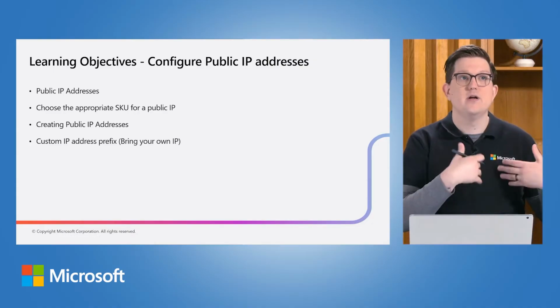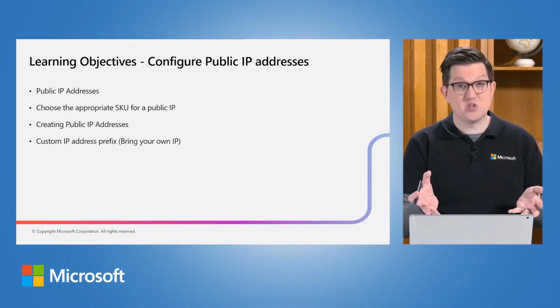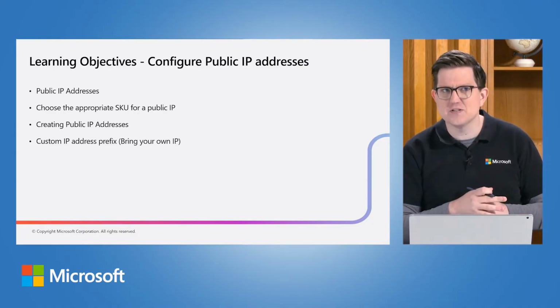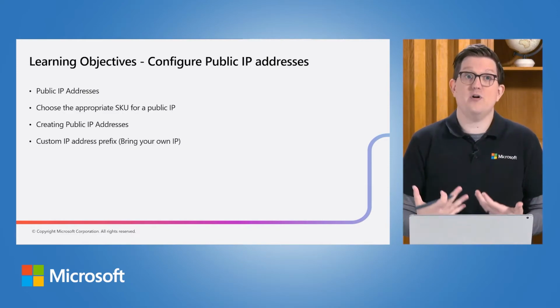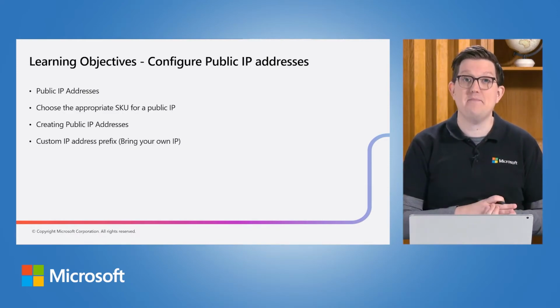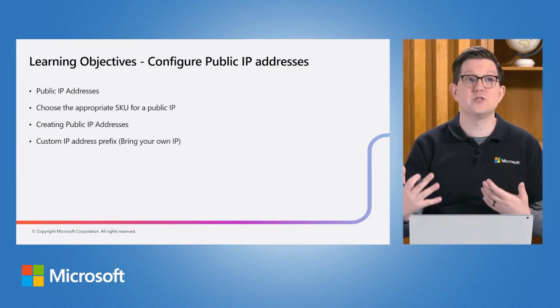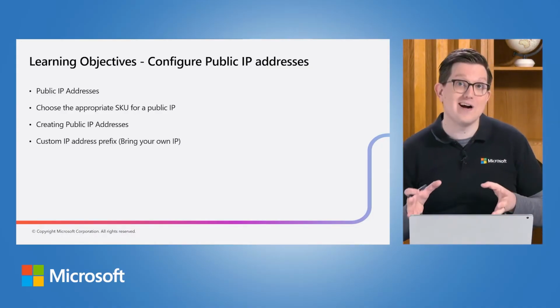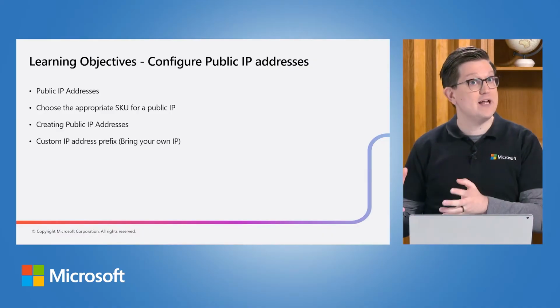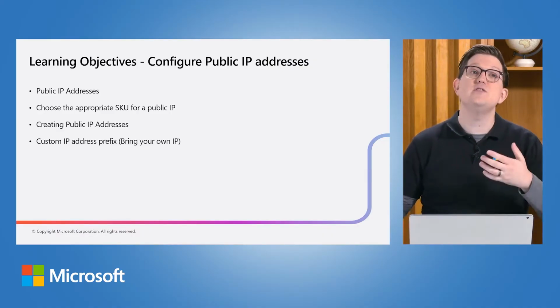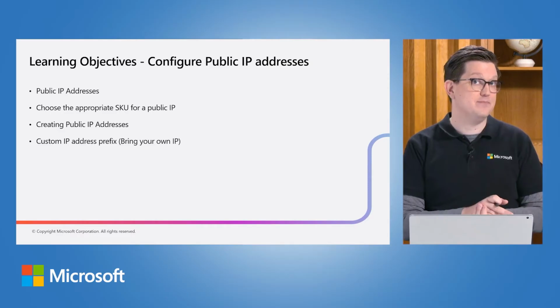A little bit on picking the right SKU, or stock keeper's unit. Think of it like a t-shirt size, as well as just the process of actually creating a public IP. And I know there's many people over the years that have asked it. I'm also going to talk a little bit about bring your own IP, how you can take an IP range that you already own and actually utilize that in Azure.